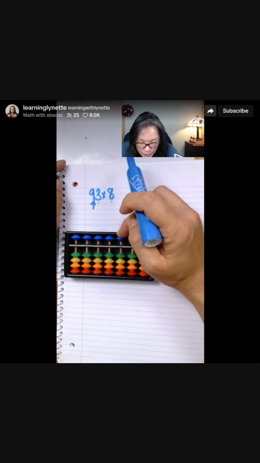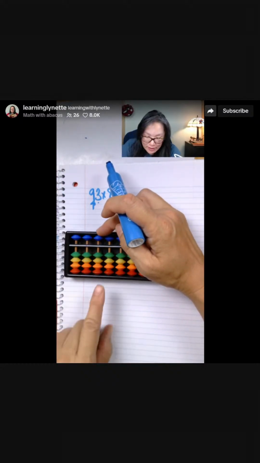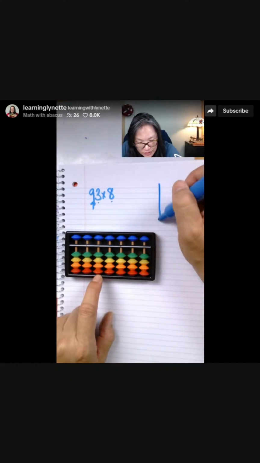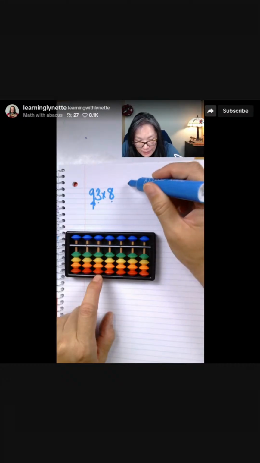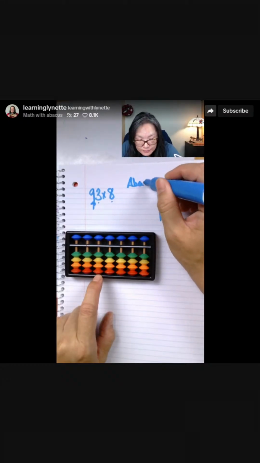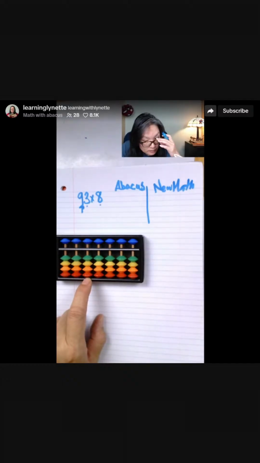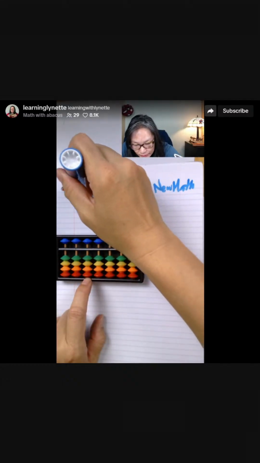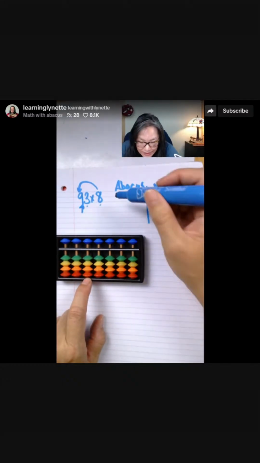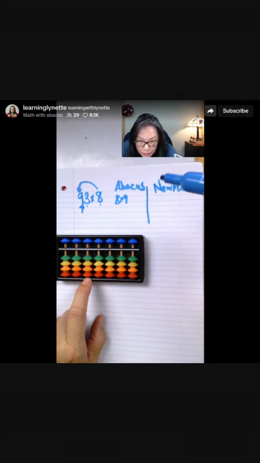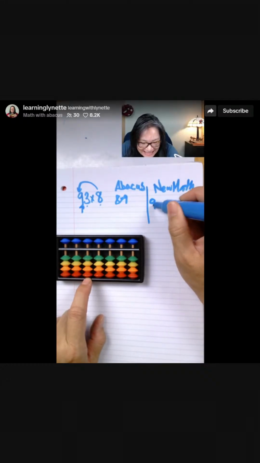Now, the difference between mainstream math, new math, right, and abacus math. I'm going to make a post out of this. When we do it, we do this. Abacus does 8 times 9. New math does 90 times 8. Or 90 times 8. We can do 9. Let me do that. 9 times 8. Same.